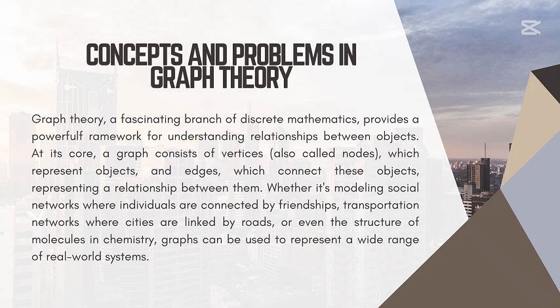This explains that graph theory studies the relationship between objects using nodes or the vertices and the connections or the edges. It is widely used to model real-world systems like social networks, transportation routes, and even chemical structures. By representing objects and their relationships as graphs, complex networks become easier to analyze and optimize.